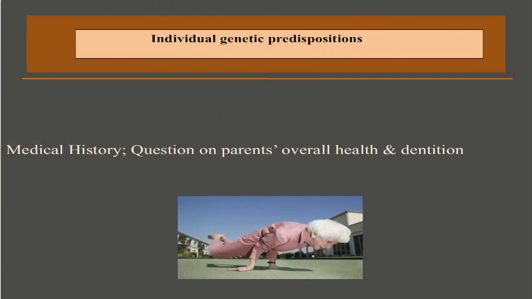An individual's genetic predisposition is the hardware pattern of their medical history and their background. So it's very important for us to take a comprehensive and accurate medical history, with questions on parents and overall health, dentition, nutrition, everything there is, because based on that predisposition, that hardware pattern, we can expect some kind of proper outcome.